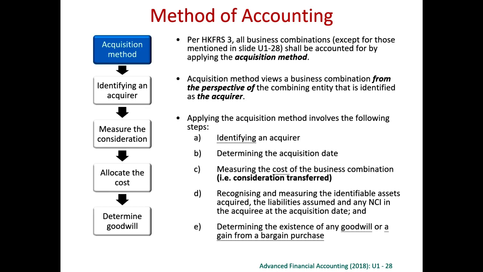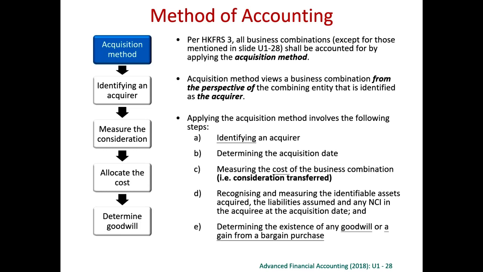So acquisition method means we view a business combination from the perspective of the combined entity that is identified as an acquirer. So we believe that there's an acquirer and an acquiree. The acquirer comes to acquire the business of the acquiree. Once we have to use the acquisition method, we have to follow some steps. First, we have to identify the acquirer. Second, we have to determine the acquisition date. After we have determined the acquisition date, we have to measure the cost of business combination. That means the consideration that we have paid.